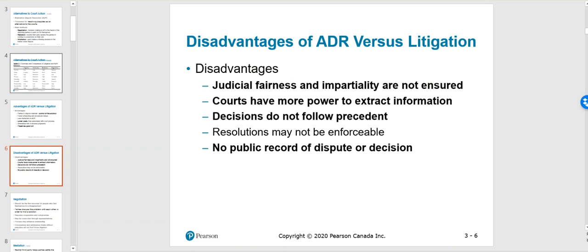Also, courts have more power to extract information from the disputing parties. So if one of the disputing parties does not want to disclose an important document, an important piece of evidence, you cannot force them, but courts can. Also, precedents are usually not followed because precedent, stare decisis, as we saw in chapter 2, is a characteristic of a common law system. So it is specific for courts, not for the alternative methods.